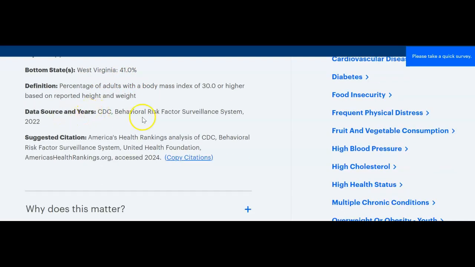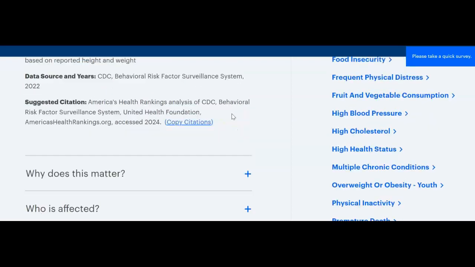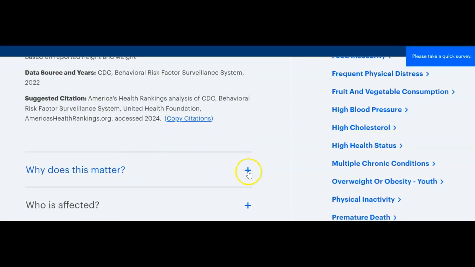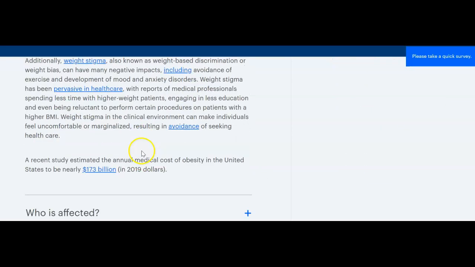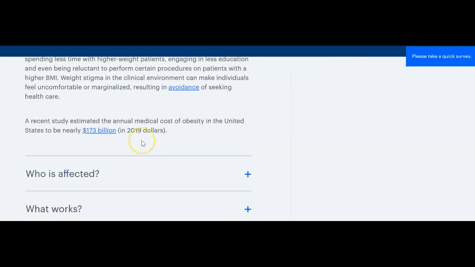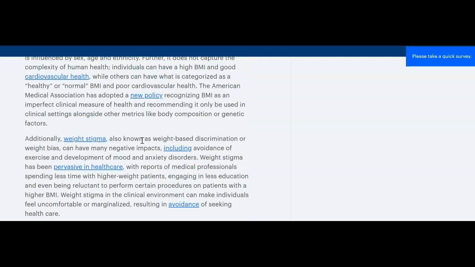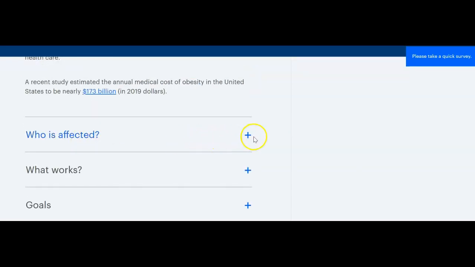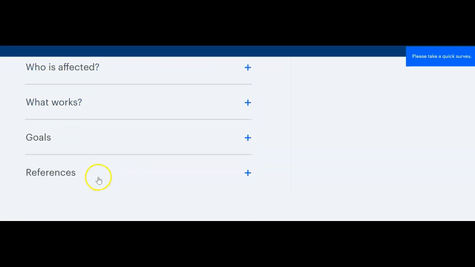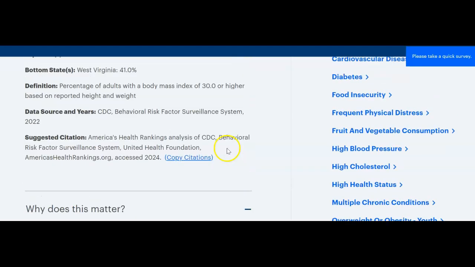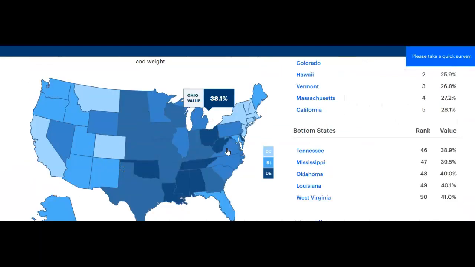You're going to know that this comes from the CDC, and they obtain the data by using this Behavioral Risk Factor Surveillance System. And what I want you to do too is to click on the plus signs here. Why does this matter? What is it about obesity that makes a difference to individuals, to communities, to our healthcare system? Who is affected? So please click on that one. What works, goals, etc. So that's the information you're going to look at for this site.